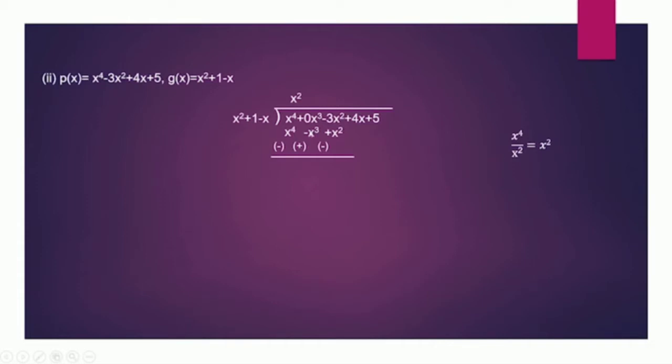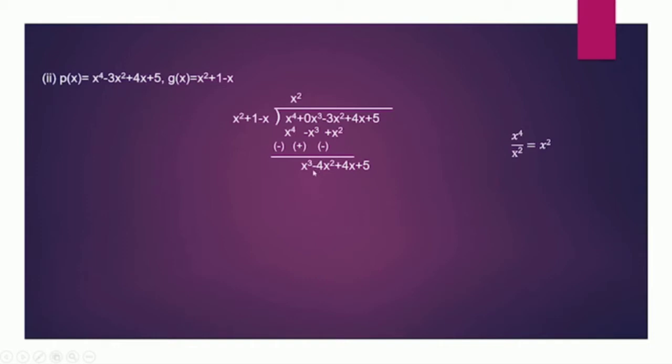Okay, now we need to subtract. x to the power 4 minus x to the power 4 will get cancelled, and here 0x cube plus x cube, this we can write as x cube here, and minus 3x square minus x square, we will get minus 4x square, and the left term is 4x plus 5, that we can write as it is. Okay, we have got x cube minus 4x square plus 4x plus 5.